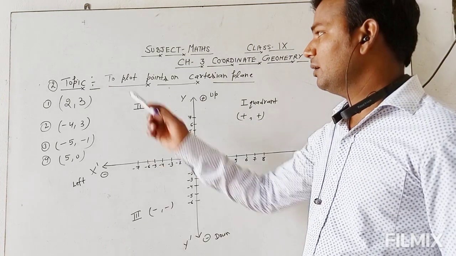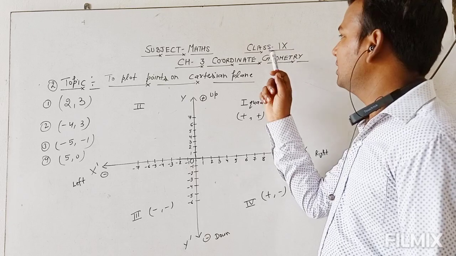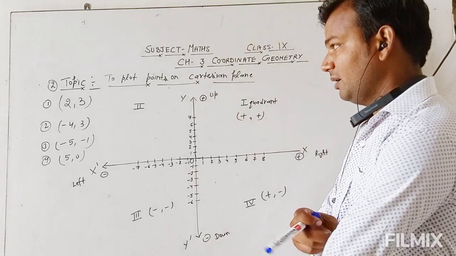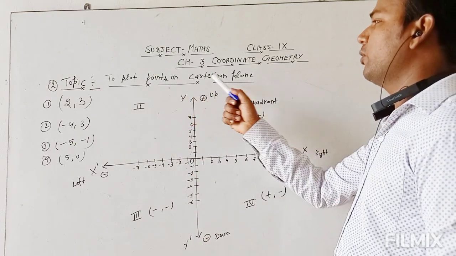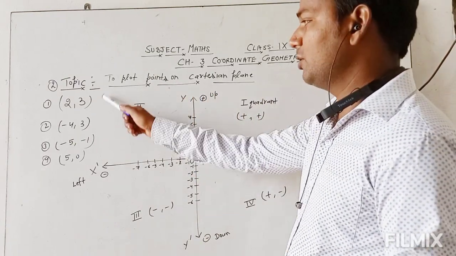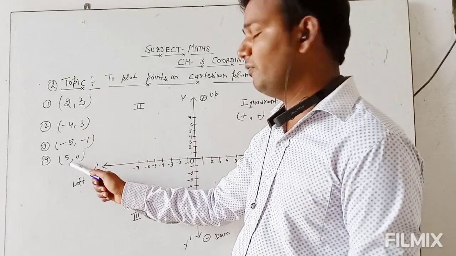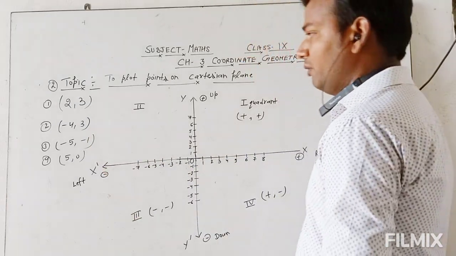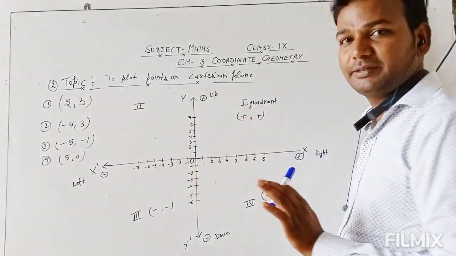This is the second part of Chapter 3, Coordinate Geometry, Mathematics Class 9. In this video, we study how to plot the given points on the Cartesian plane. The points given are (2, 3), (-4, 3), (-5, -1) and (5, 0). Now we want to represent these points on the Cartesian plane.